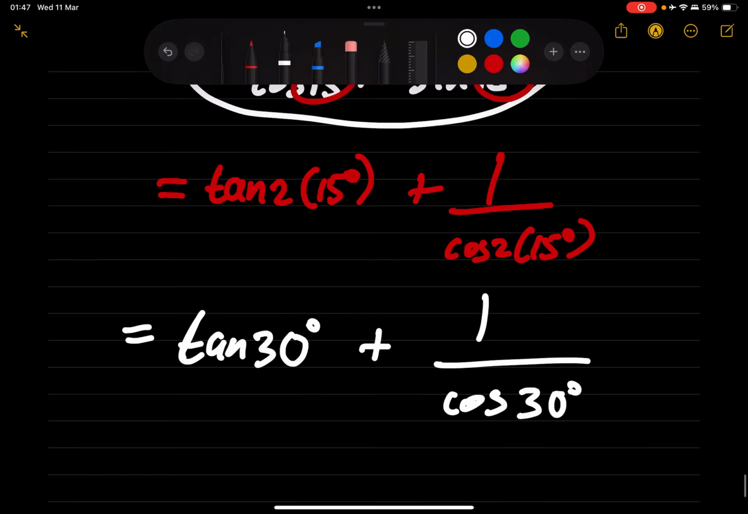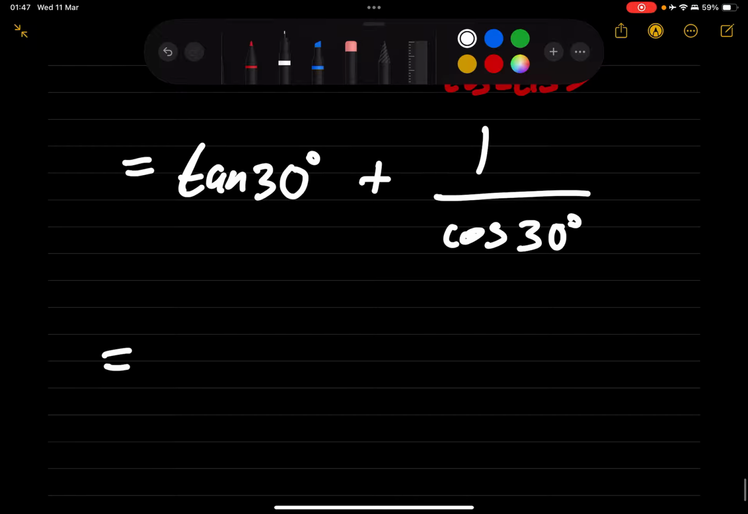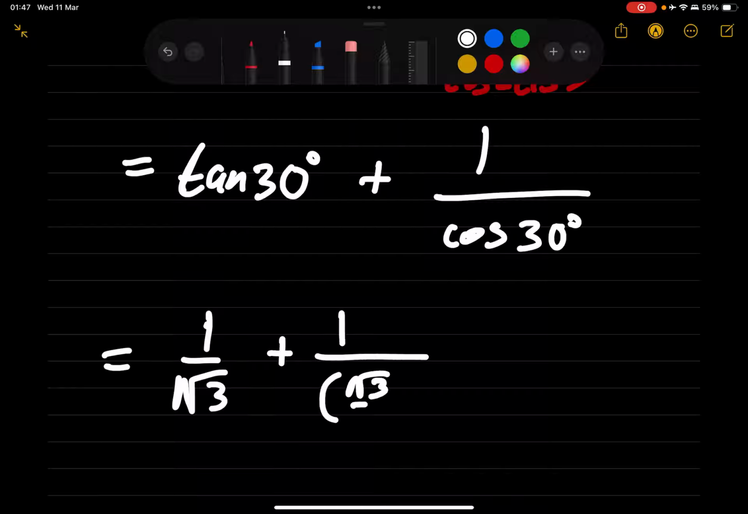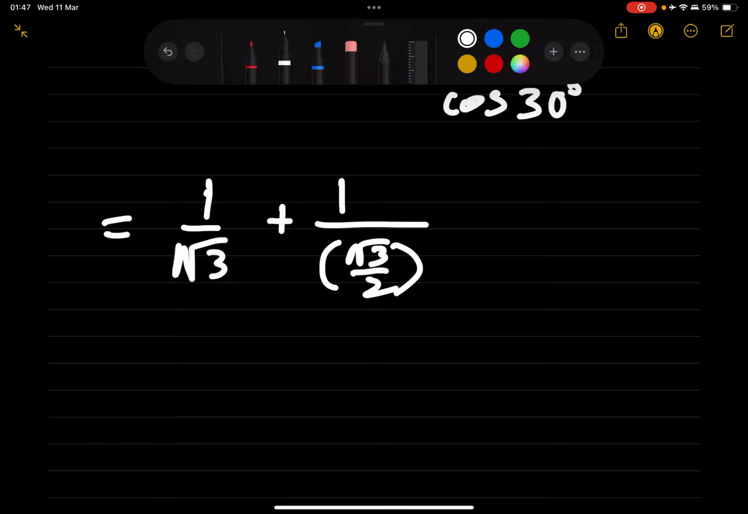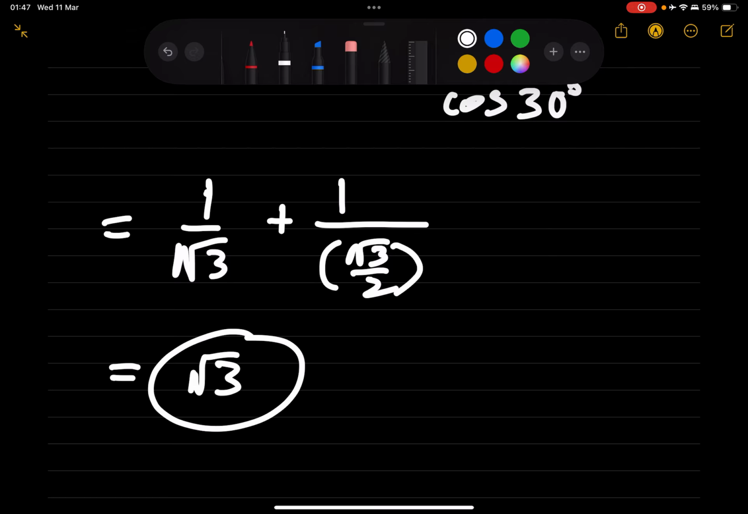Okay? And then we know that tan 30 is 1 over root 3. It's a special angle. And we know that cos 30 is root 3 over 2. So here we have plus 1 divided by root 3 over 2. That is cos 30. And then pressing everything on your calculator, we're going to get square root of 3. And that is our final answer, ladies and gentlemen.